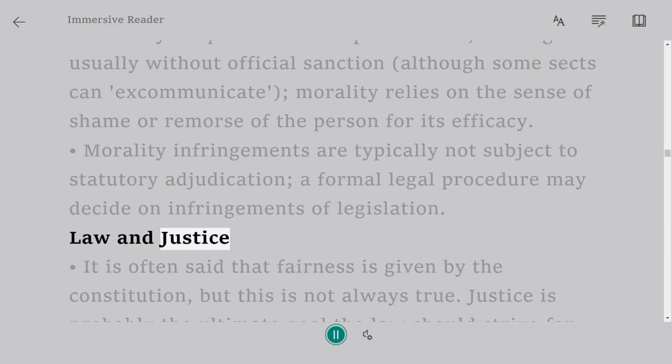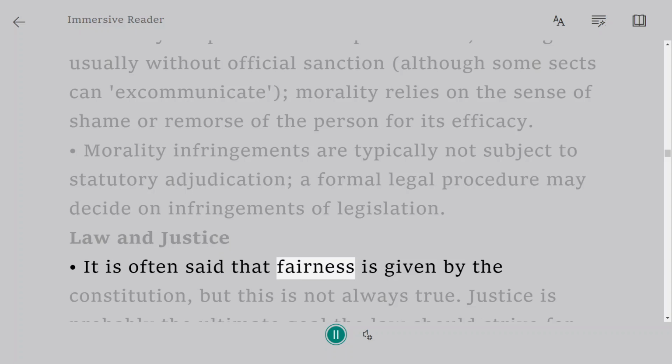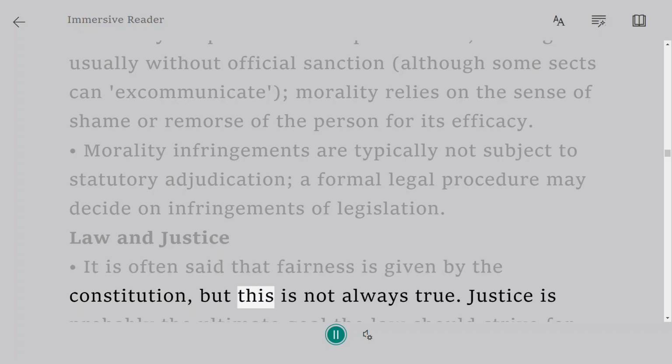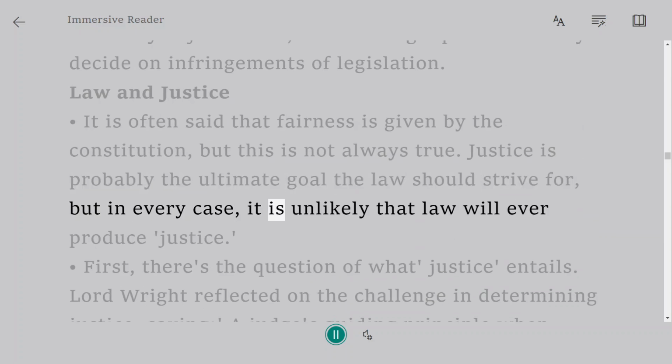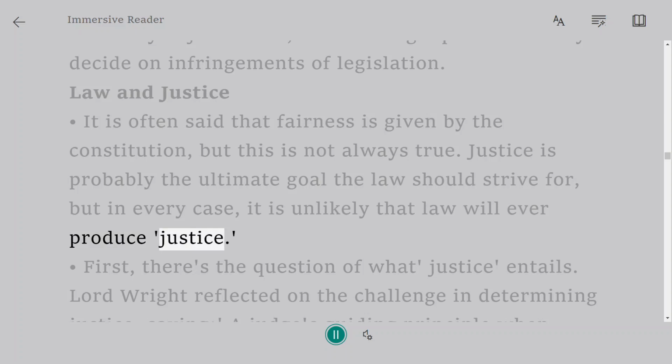Law and justice. It is often said that fairness is given by the Constitution, but this is not always true. Justice is probably the ultimate goal the law should strive for, but in every case, it is unlikely that law will ever produce justice.